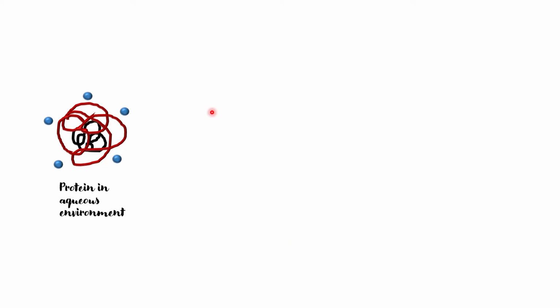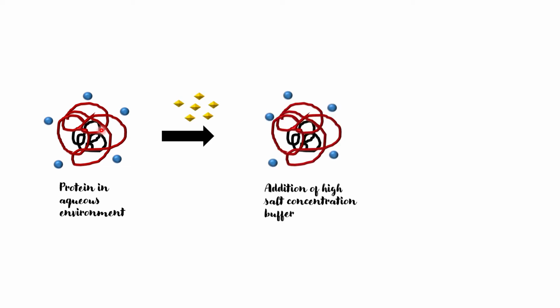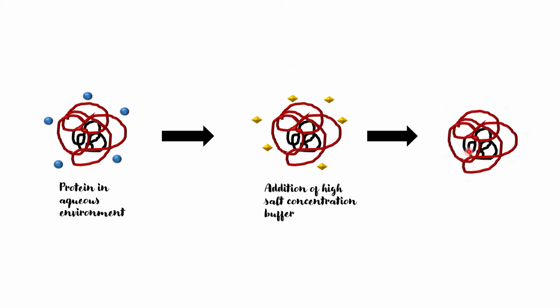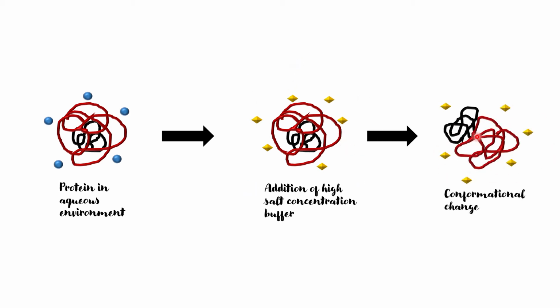Here is our protein in an aqueous environment. The blue dots represent the water molecules, the red part denotes the hydrophilic part, and the black part denotes the hydrophobic patches, or those nonpolar amino acids. When we use a high salt concentration, the salt replaces the water molecules around the protein and results in a conformational change, because there is no water molecule around. So these hydrophobic parts can come out, and thus there is a conformational change.